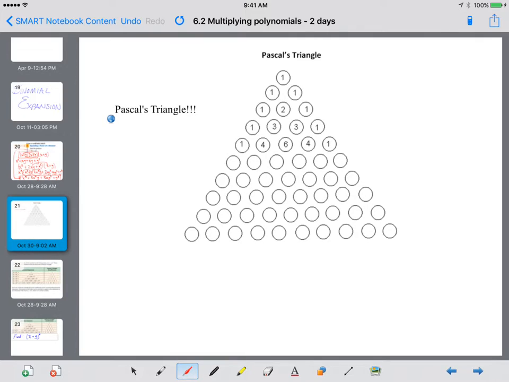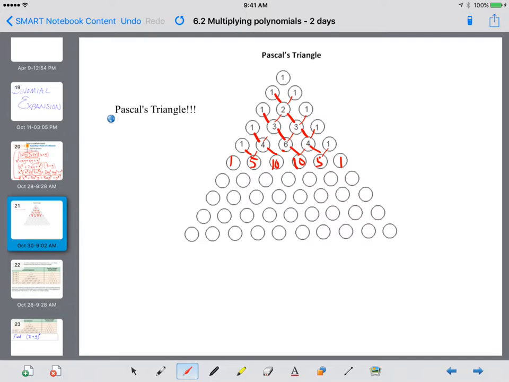Now the pattern is, what's 1 plus 1? Well, it's 2. What's 1 plus 2? 3. 2 plus 1? 3. 1 plus 3 is 4. 3 plus 3 is 6. 3 plus 1 is 4. And we can keep going. Here comes a 1. 1 and 4 makes 5. 4 and 6 make 10. 6 and 4 make 10. 4 and 1 make 5. And 1. You could keep going and fill out the rest of Pascal's triangle.